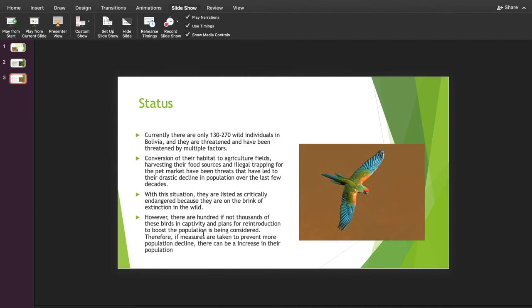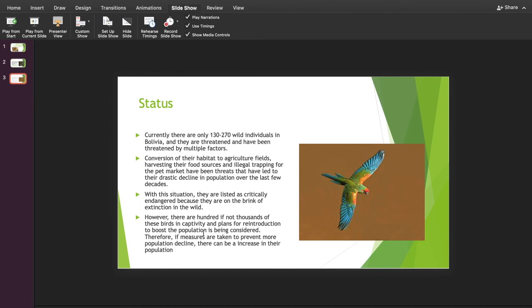Firstly, their conversion of habitat to agricultural fields has decreased the amount of locations they have to live, and therefore has led to a decrease in population. Additionally, humans have harvested their food sources and illegally trapped them, and this has also decreased the population and has led to a drastic decline.